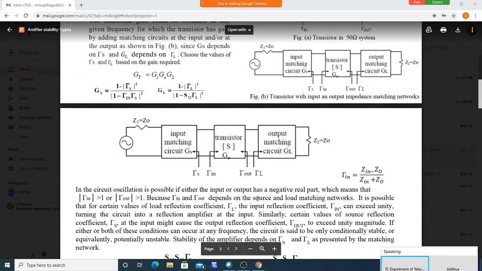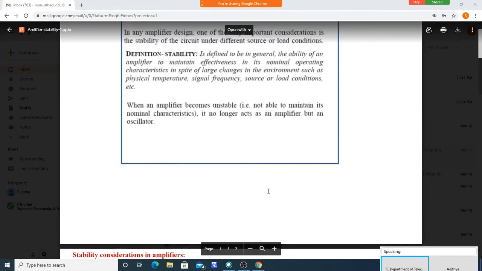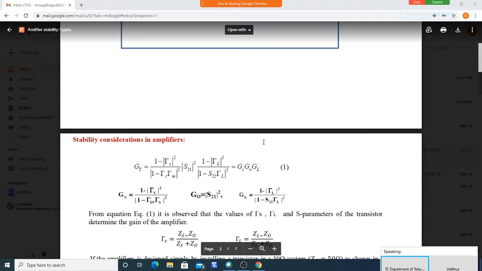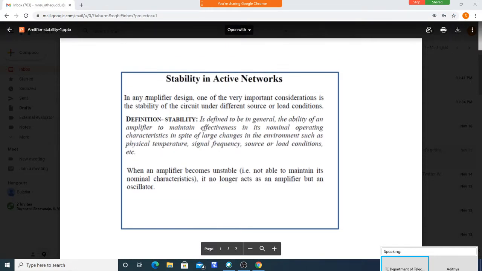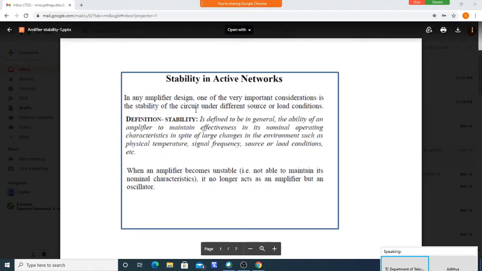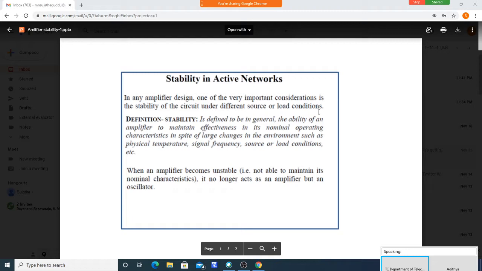So what is that stability? How to check that stability? That we will see. So here, see the stability in active networks. Stability means, here is the definition. In any amplifier design, one of the very important considerations is the stability of the circuit under different source or load conditions. It is a very important parameter. You have to check the stability of the amplifier before choosing the value of source impedance and the load condition.